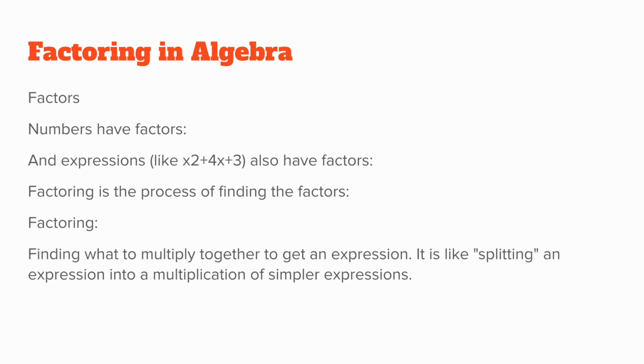Numbers have factors. An expression like x squared plus 4x plus 3 also has factors. Factoring is the process of finding the factors. Simply, we can say that it is finding what to multiply together to get an expression. It is like splitting an expression into a multiplication of simpler expressions.